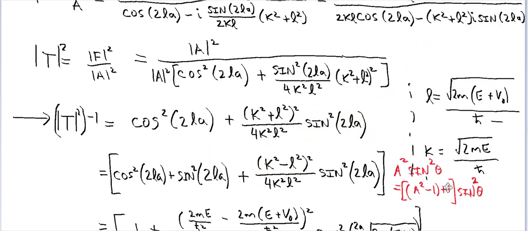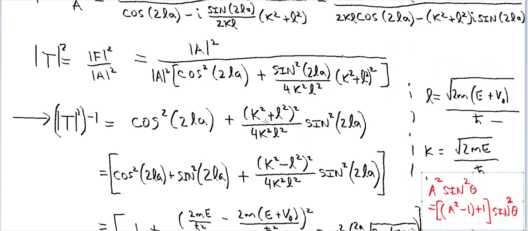So if you have some constant, in this case, (k² + L²)² over 4k²L², times sine squared of 2La, well, instead of 2La, I'm going to call that theta. Instead of this thing out front, I just called it A.